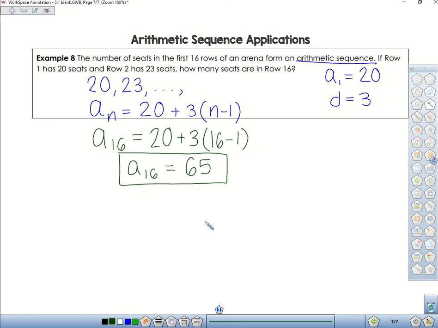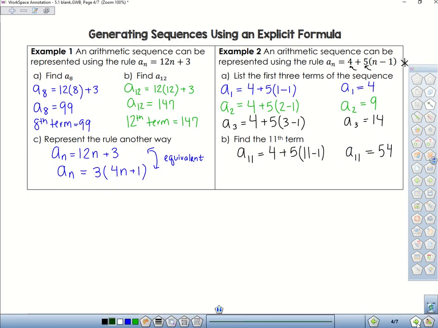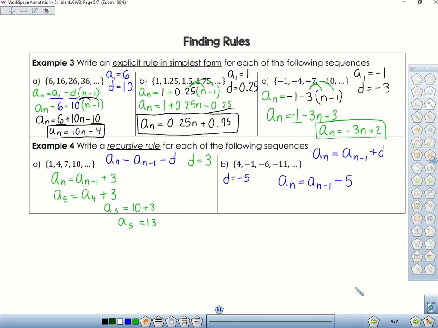Could you go to example 4? Yes, somebody else needed that one too. 4B. I think I just skipped it. Here's 4B for anyone who needs it.